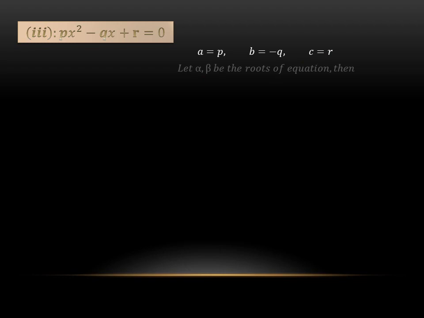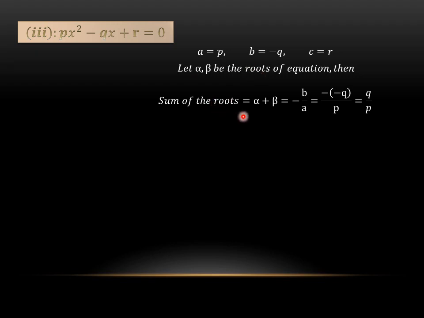So again we will suppose that alpha and beta are the roots of the given equation. Finding sum of the roots, alpha plus beta equals minus B over A. So B is minus Q and A is P. So putting the value, this minus will remain the same. In the bracket I'll write the answer of B, which is minus Q, and in the denominator I'll write the answer of A, which is P. So the answer will come out to be Q over P.